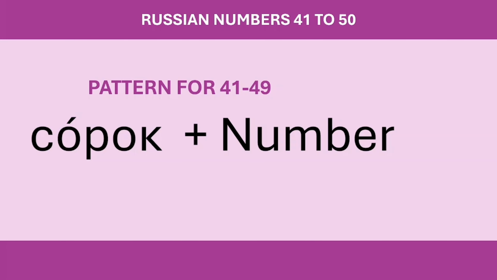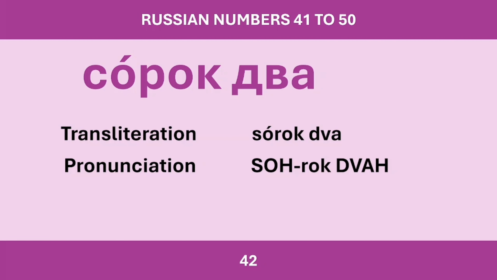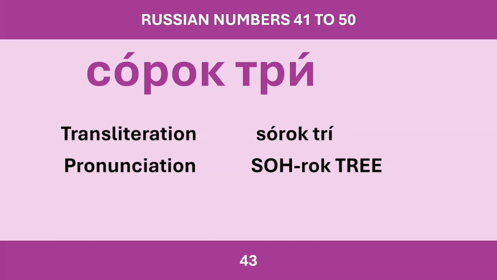Russian numbers from 41 to 49 follow a similar pattern. It's Sorak plus the number. 41. Sorak plus Adin, Sorak Adin. 42. Sorak plus Dwa, Sorak Dwa. 43. Sorak plus 3, Sorak 3.